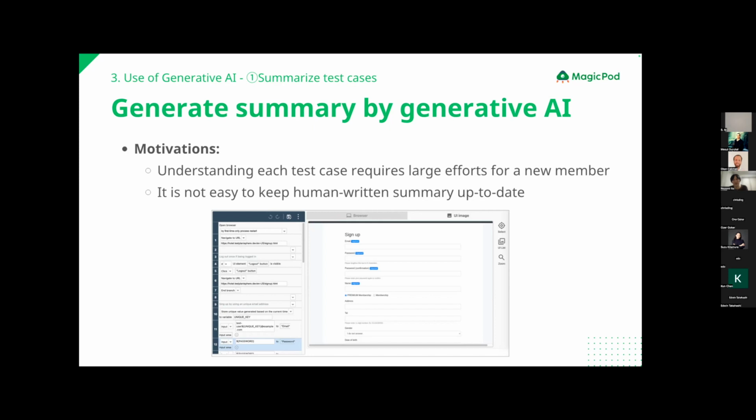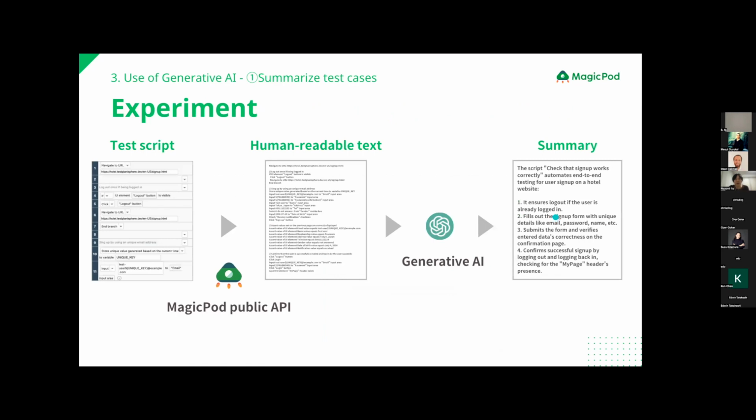So if AI generates summary automatically from the latest script, I think this problem would be resolved. This is the motivation of this feature. And this is the system structure to realize this feature. MagicPod already has a public API to get test script as human readable text. It is nothing AI. This is just a formatter to print the human readable script in plain text style. And once you get the human readable script, you can pass it to generative AI. This is because this is just text, and ask it to generate summary. If you want to try this flow by yourself, please sign up for MagicPod and you can try it.